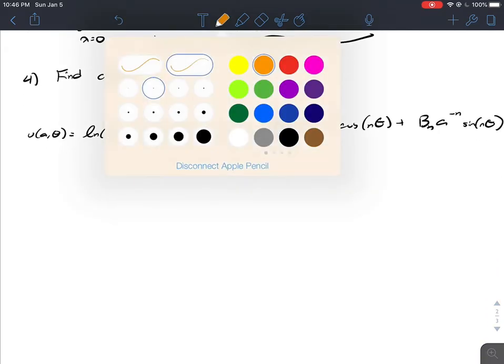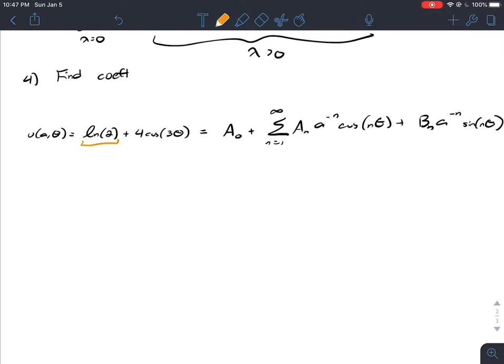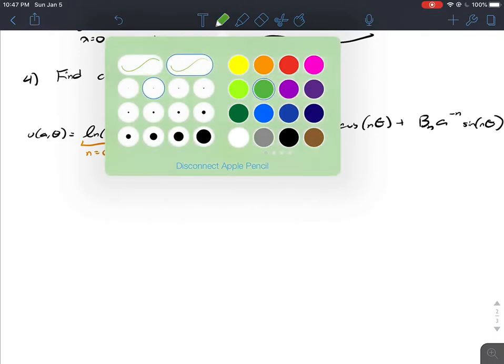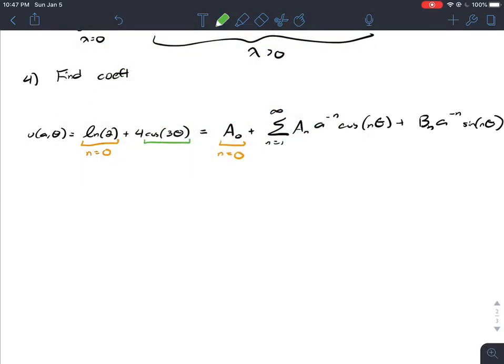But let's just start looking at these. Since this term doesn't have anything attached to it, we can safely assume that this corresponds to the n equals 0 term, and this constant corresponds to the n equals 0 term as well. And since this term right here has a cosine 3 theta attached to it, we can look at the right-hand side and say that this corresponds to n equals 3, right? Because remember that the only terms that survive for cosine terms or sine terms is when n equals m. And when n does not equal m, the coefficient becomes 0.